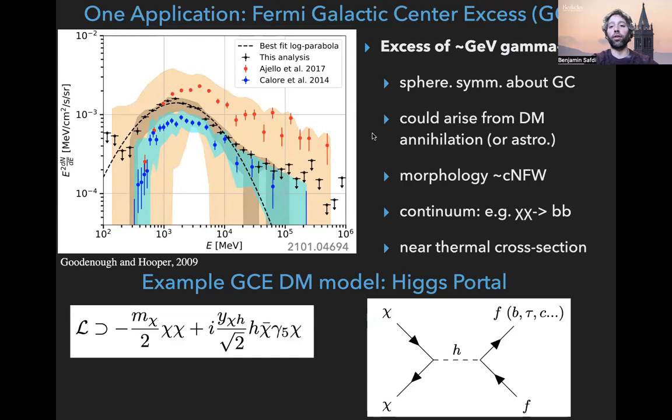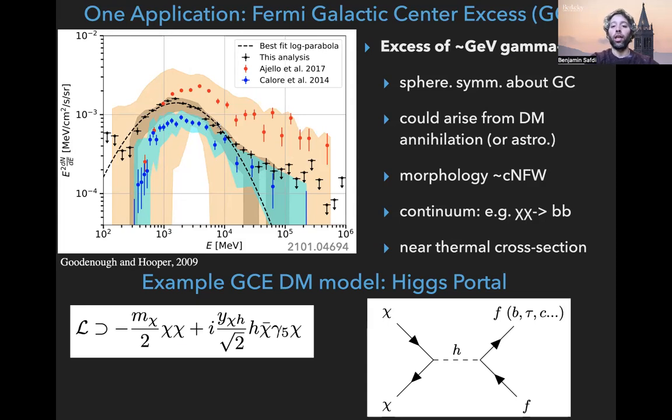One, for example, is to the Fermi Galactic Center excess. The GCE is an excess of GeV gamma rays, first observed back in 2009. It's a continuum excess of gamma rays. Here you're seeing the spectrum of the GCE on the y-axis as a function of energy as extracted by many different groups. You can see it's a broad excess in energy space, spherically symmetric about the galactic center, and it's received a lot of attention because it could arise from dark matter annihilation, although astrophysical explanations of the excess are also possible.